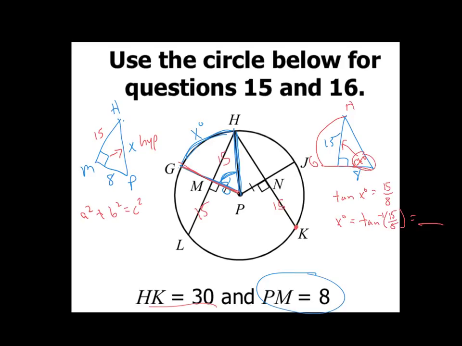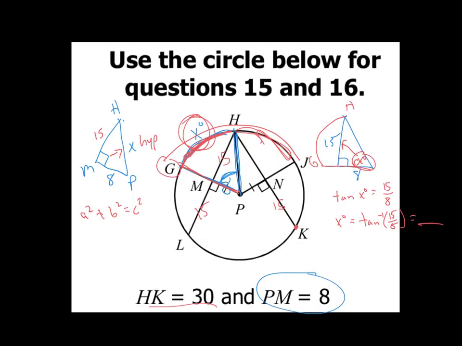Now if I take that inverse tangent of 15 over 8, I'm going to gain this arc right here. But that's not what I want. What if I wanted from G all the way to J? Well, this arc here and this arc here are the same, so if I double that answer, that is the arc all the way from G to J.